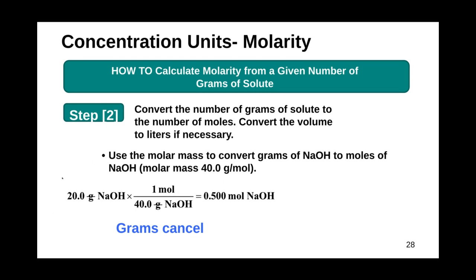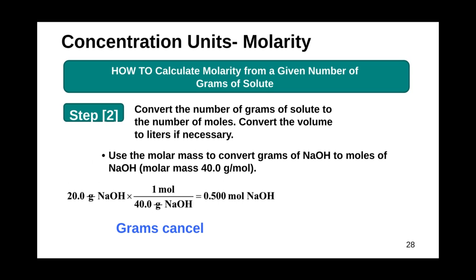So we multiply by this conversion factor: 20 grams of sodium hydroxide, multiplied by 1 mole of sodium hydroxide contains 40 grams, which cancels our grams out, leaving us with 20 times 1 divided by 40, giving us 0.5 moles of sodium hydroxide.